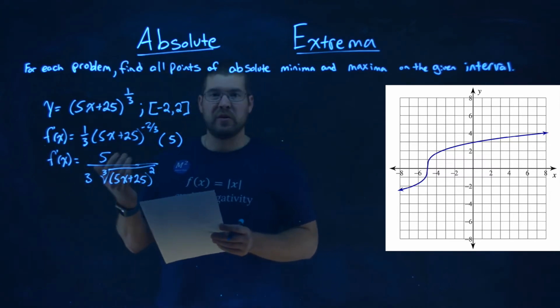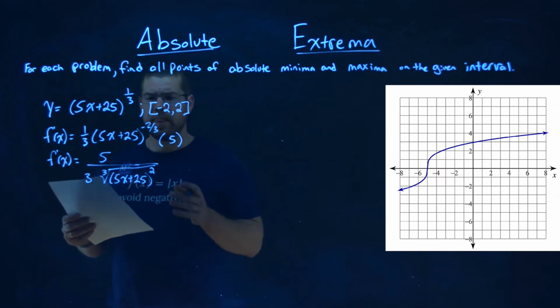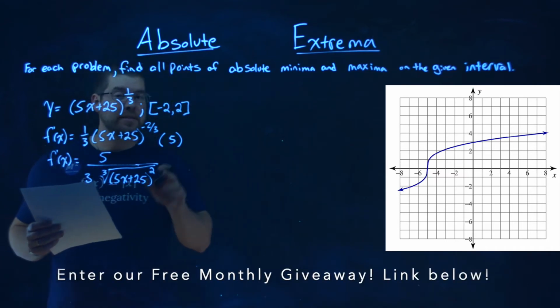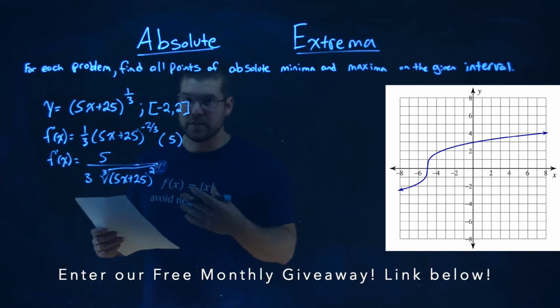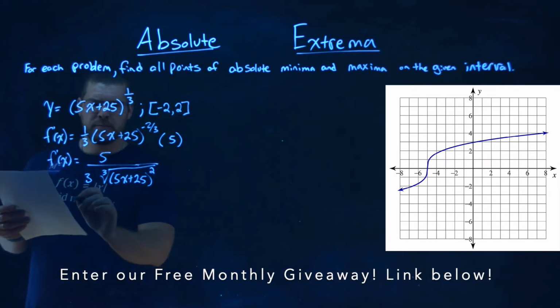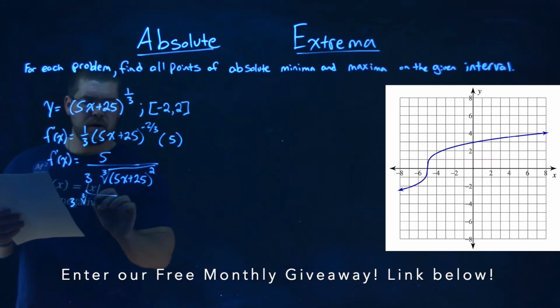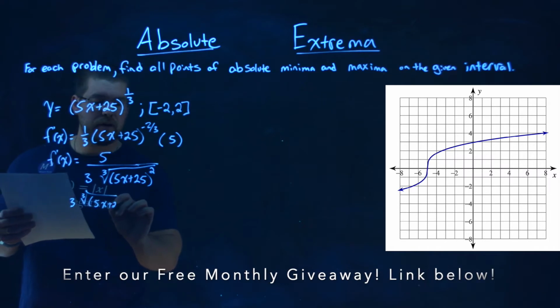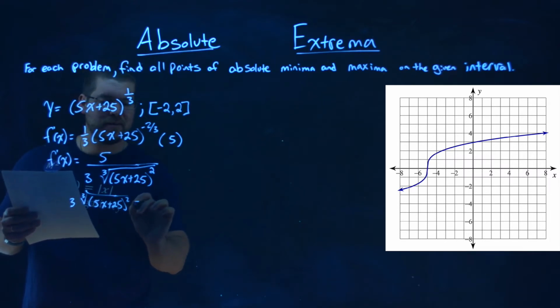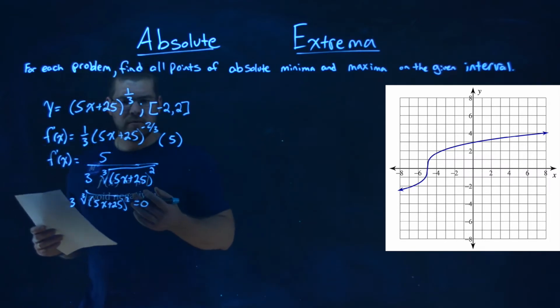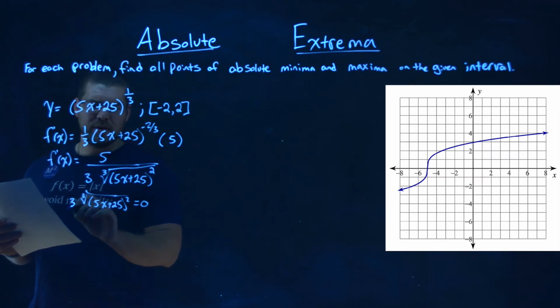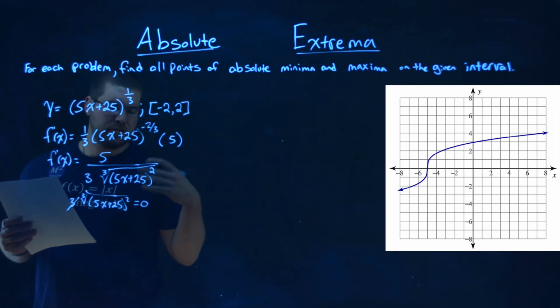And this happens when we're undefined or when it's equal to 0. Well, really the only thing happens when our denominator is equal to 0, which makes it undefined. So let's find out where that happens. 3 times the third root of (5x plus 25) squared equals 0. Well, luckily, right off the bat, divide both sides by 3, cancels out. 0 divided by 3 is just 0.